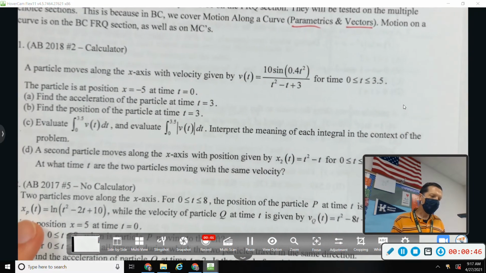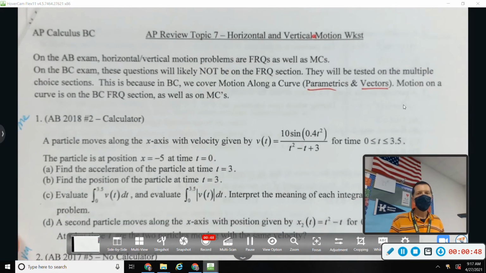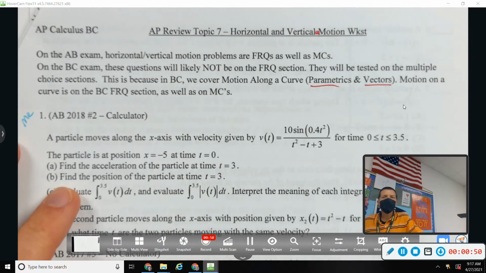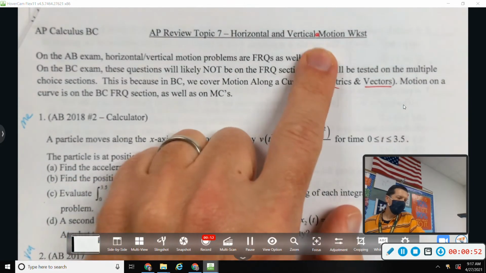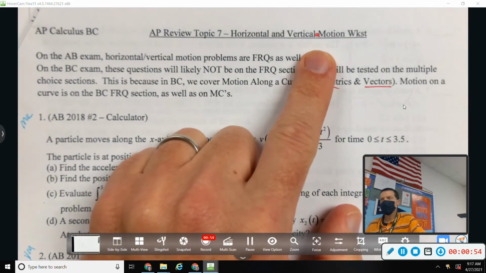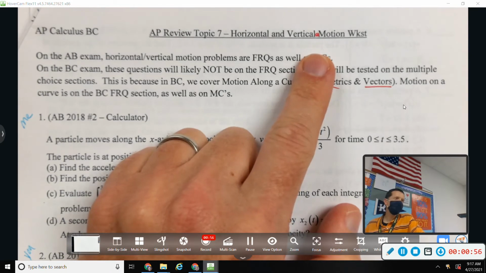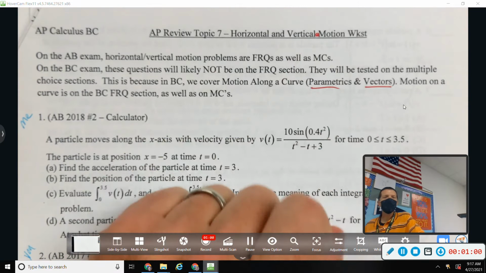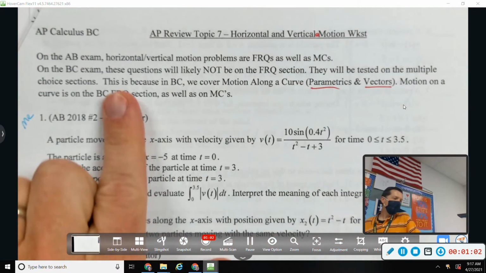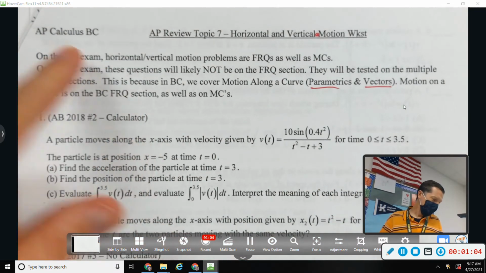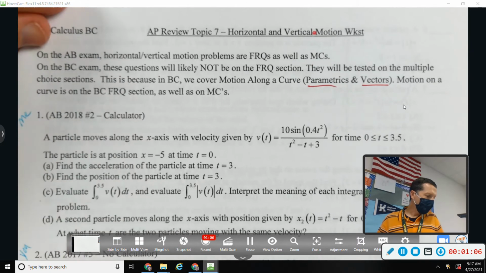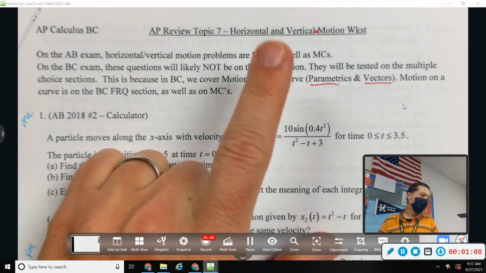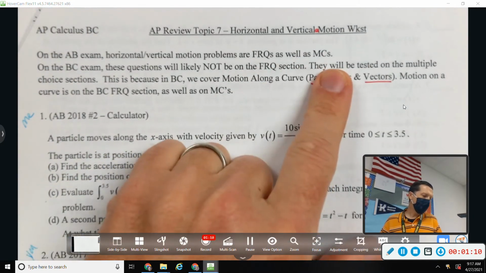Topic 7, horizontal and vertical. And last period they wanted to call it the emotion topic. I don't know why they thought that was funny, but rather than just motion, we're dealing with emotions today, apparently. A little bit at the top on the AB exam, obviously the one you're taking. Horizontal and vertical motion problems are FRQs as well as multiple choice.